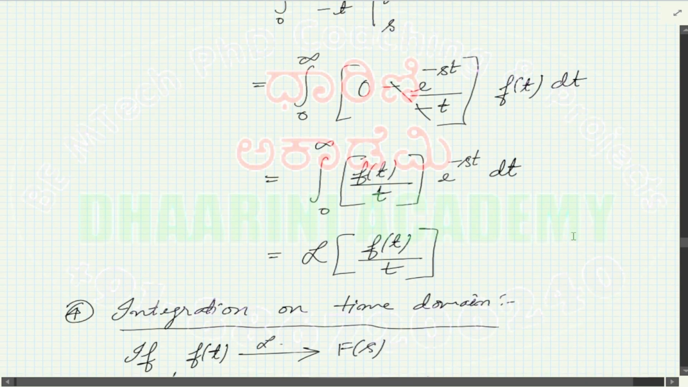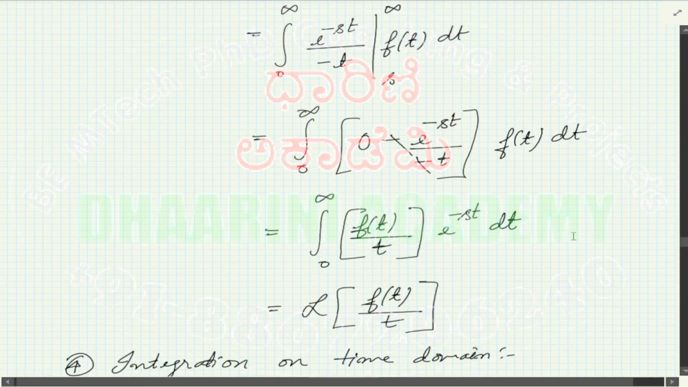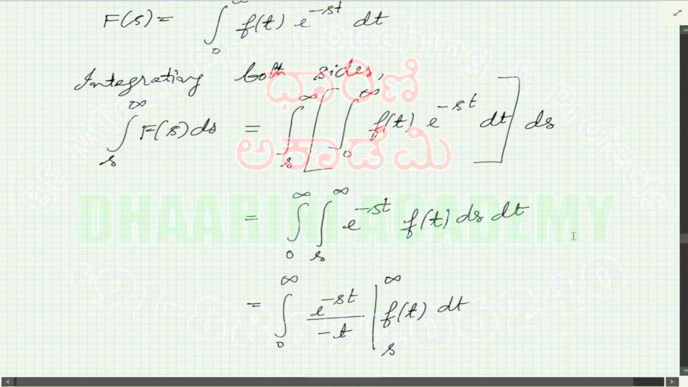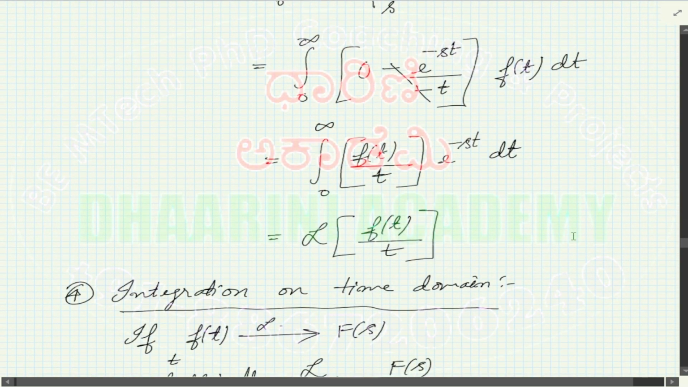So we can see that 0 to infinity f of t by t e to the minus st dt. So whatever comes inside the bracket, you are taking the Laplace of that. So inside the bracket, I have f of t by t, which means it is Laplace of that function, which is Laplace of f of t by t. On the other side, I have integration s to infinity f of s ds. So that proves the theorem.